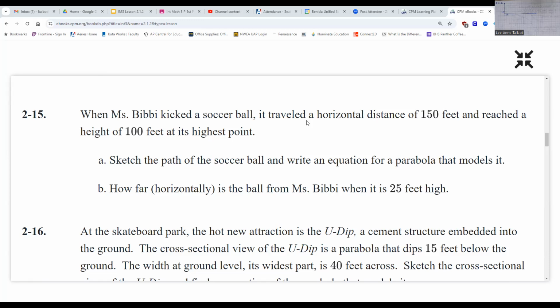First step, sketch it, find the vertex. Big table of 5 found the vertex. I heard them. You guys got the vertex. Nice one.